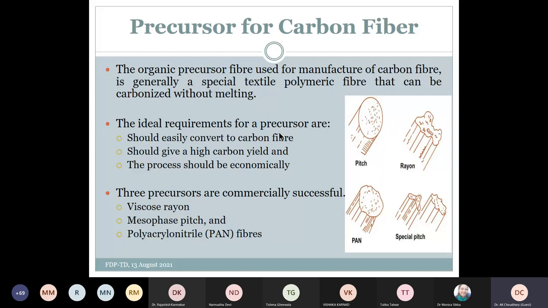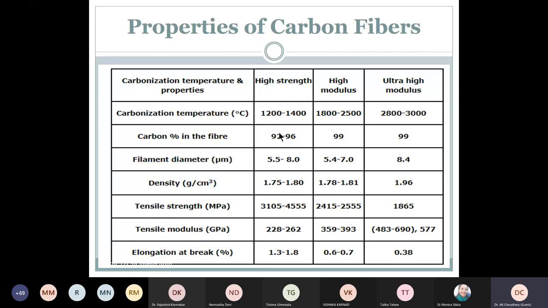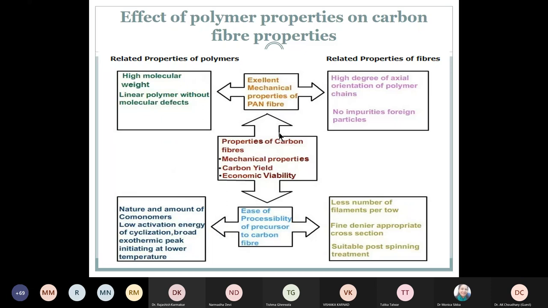This is some mechanical description of these fibers, and the specific properties of these fibers. High strength, high modulus, ultra high modulus carbon fibers. They are very costly fibers, and there is almost an application of carbon fiber for any particular requirement. Here you can see the properties of the polymers and related properties of the fibers. High degree of axial orientation of polymer, no impurities or foreign particles, and fewer filaments per tow. Tow is a bunch of filaments, that is called a tow.